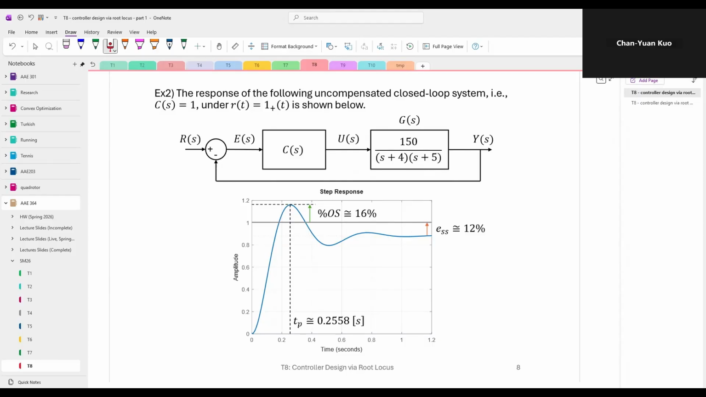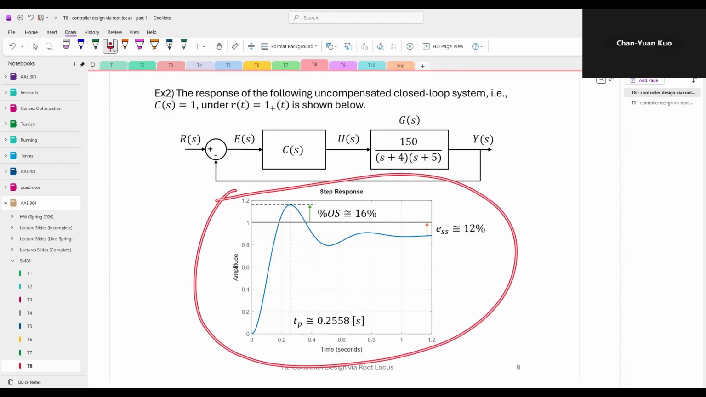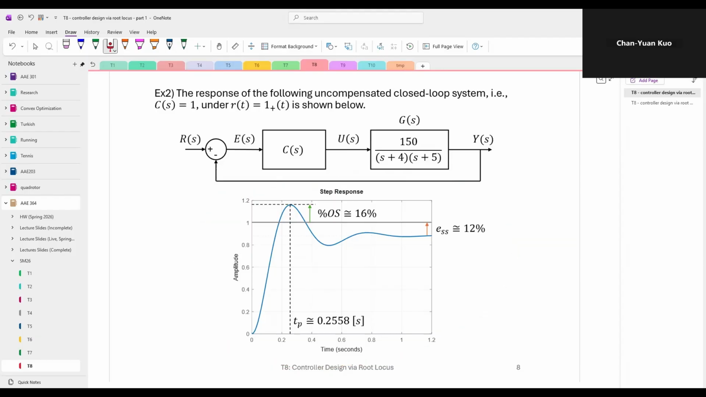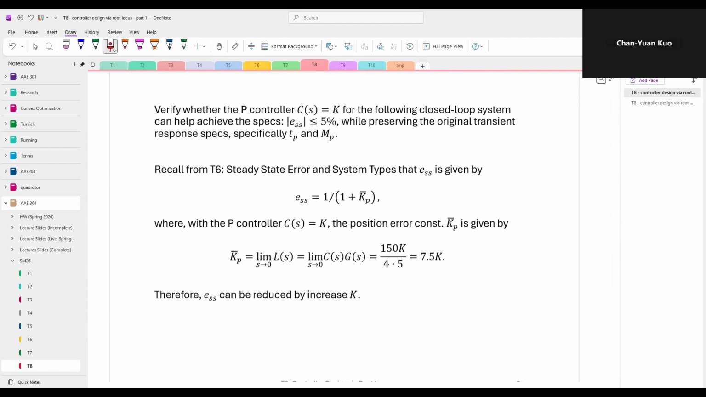And finally, from the figure shown here, we can see that the system has a peak time around 0.25 seconds, a percent overshoot around 60%, and a steady state error around 12%. And now we are asked to verify whether a P controller can help the closed loop system reduce its steady state error to less than 5%, while preserving the original transient response, especially the peak time and overshoot.